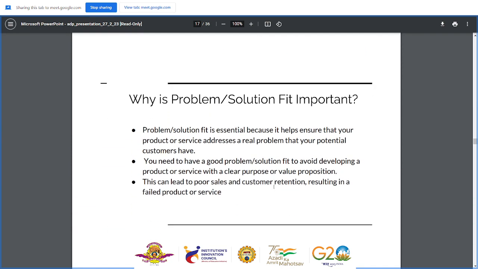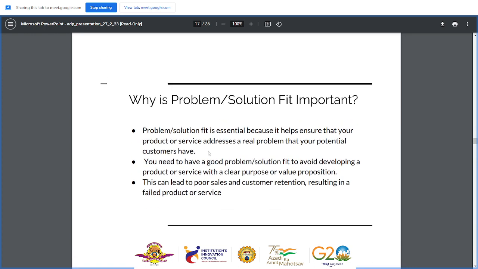So why is it important? It is essential because it helps us to ensure that the product or the service addresses a real problem that our potential customers are having.